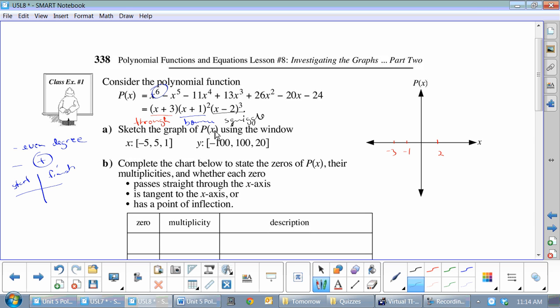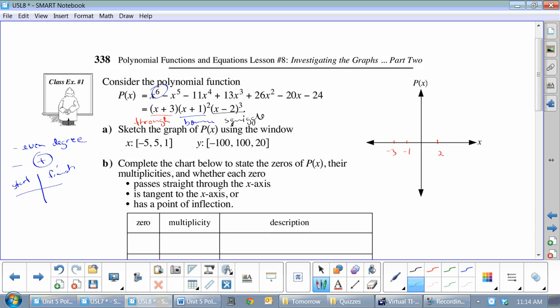Graph. Let's go. Now, probably the question you're asking right now is, when I do my little up-down things, how low should I go? We don't care about that right now. Okay?